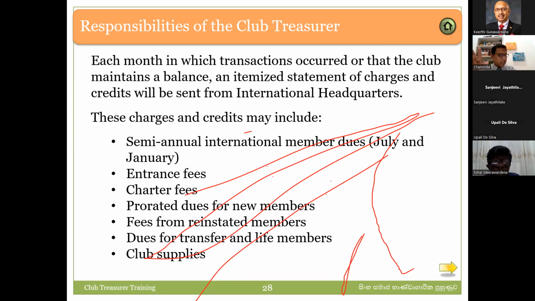Okay, ඔයාලා semi annual international statements දෙපාරක් එනවා, ජුලයි වලයි ජනවාරි වලයි. ඒකේ entrance fees, charter fees, prorated dues for new members, fees from reinstated members, dues for transfer and life members, and also club supplies. ඔයා මොන හරි club එක වෙනුවෙන් pins, certificates, banners, patches මොන හරි අරන් තියෙනවා නම් they'll bill you. ඒක ගෙවන්න ඕනේ treasurer. Okay, outstanding තියන්න බෑ.